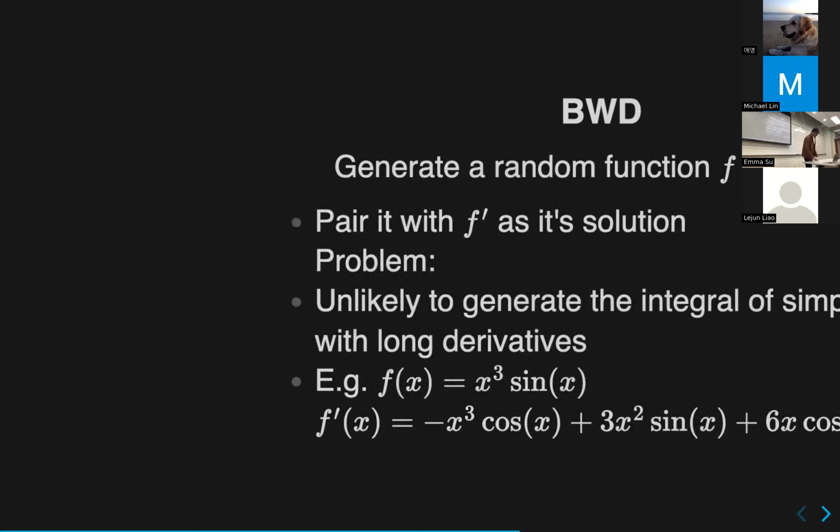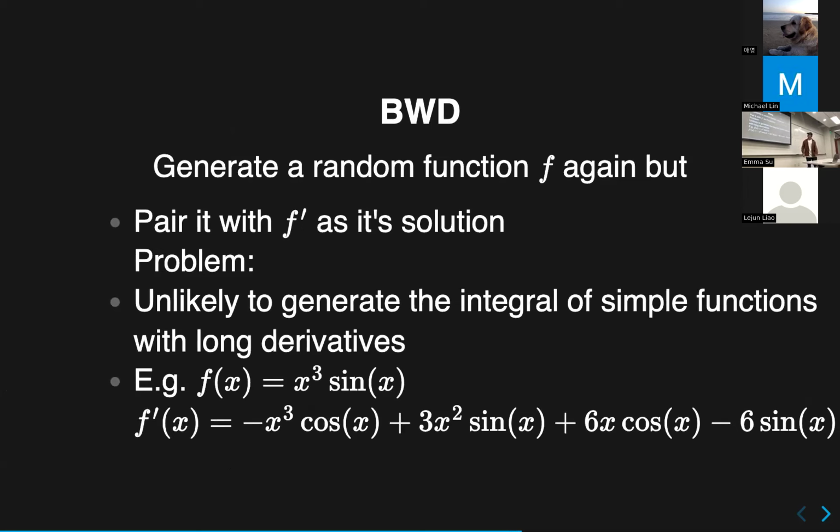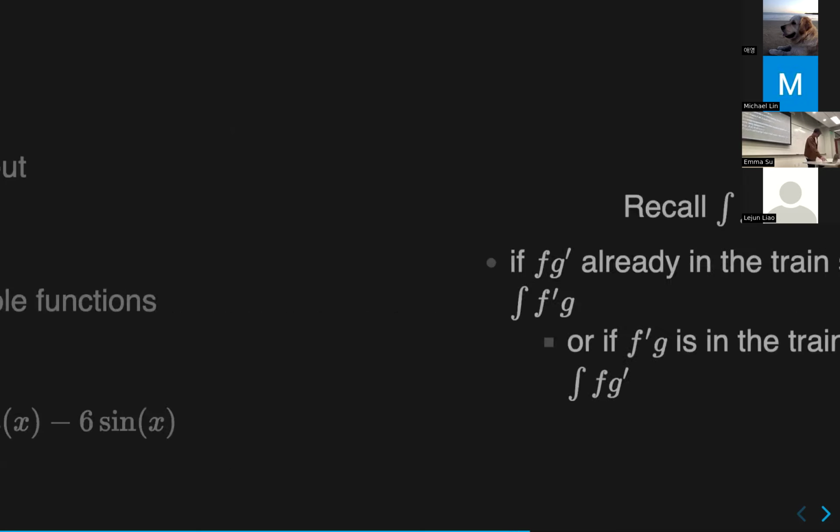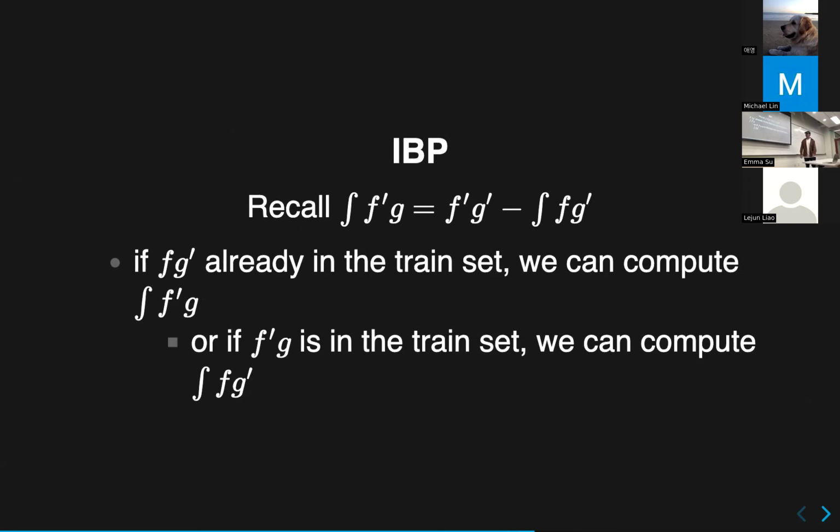So their solution is a backwards generating data set. They start instead with a function f again, but instead of running it through Mathematica, they just take the derivative, and this allows you to generate a lot of pairs. But the problem is that it's unlikely to generate the integral of simple functions with long derivatives. For derivatives with way more tokens than the input, it's very unlikely to generate that. So they have the third approach, which is integration by parts.